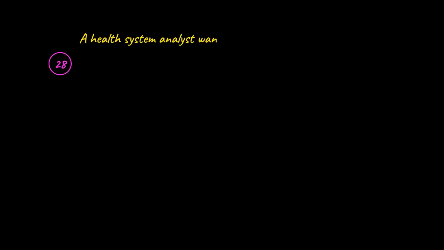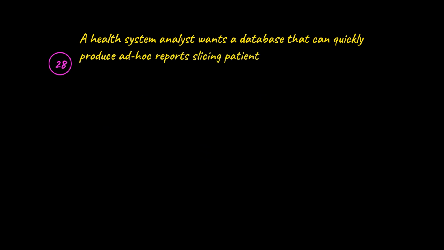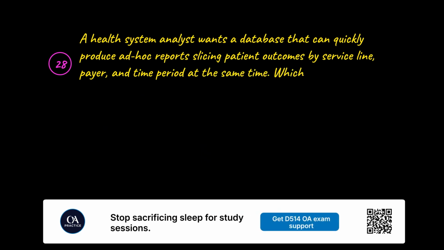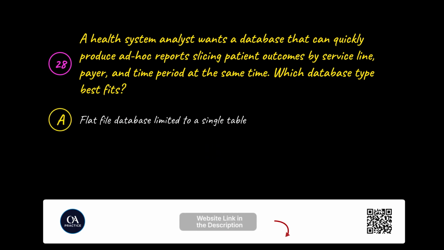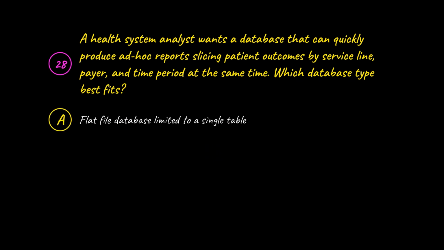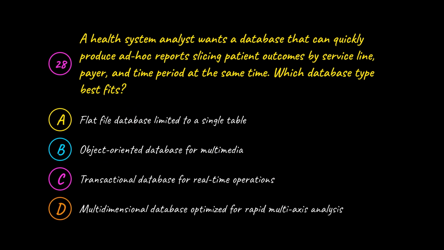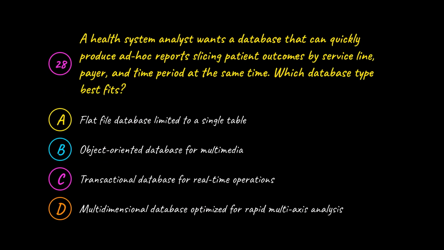Question 28. A health system analyst wants a database that can quickly produce ad hoc reports slicing patient outcomes by service line, payer, and time period at the same time. Which database type best fits? Your options are A. Flat file database limited to a single table. B. Object-oriented database for multimedia. C. Transactional database for real-time operations. D. Multi-dimensional database optimized for rapid multi-axis analysis. What's your answer? Commit to one before I continue.